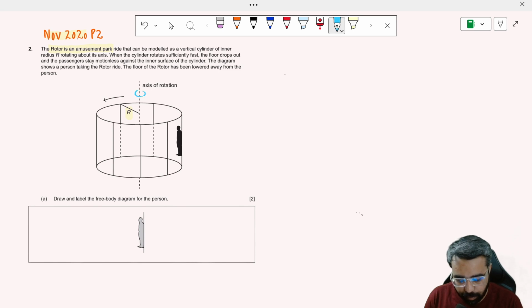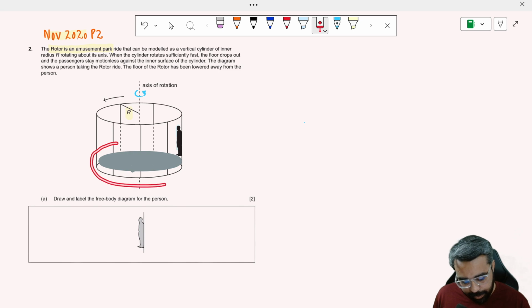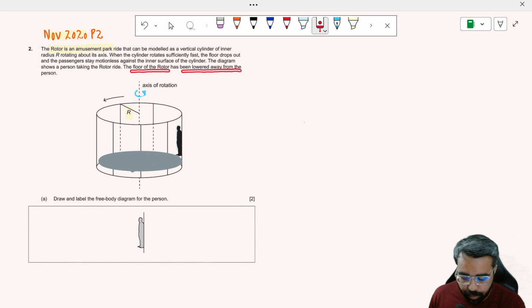Right now, it is moving counterclockwise, so it will have an angular velocity that can change. And we see a passenger who is stuck to the inner side of the cylinder. All right, and there is a floor. So this is a floor that is right now attached with the passenger, but in this question they say the floor of the rotor has been lowered away from the person.